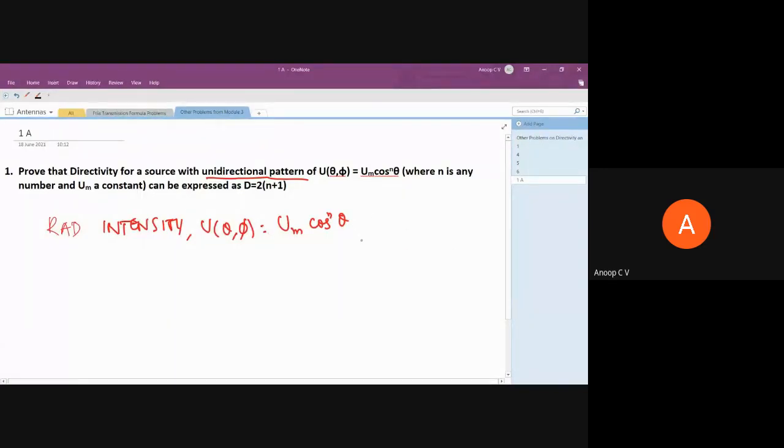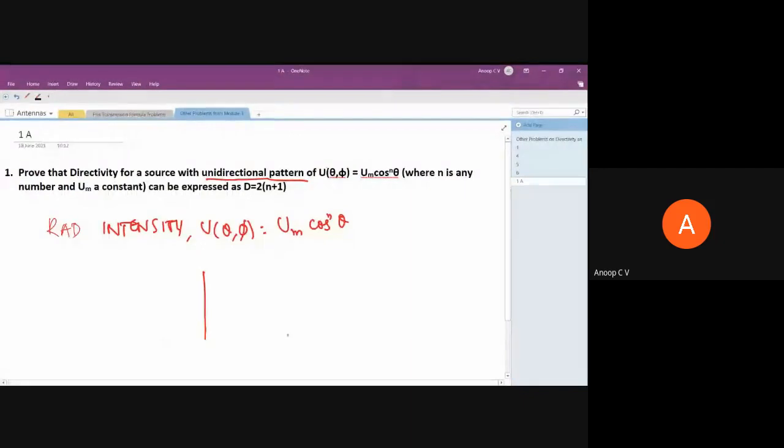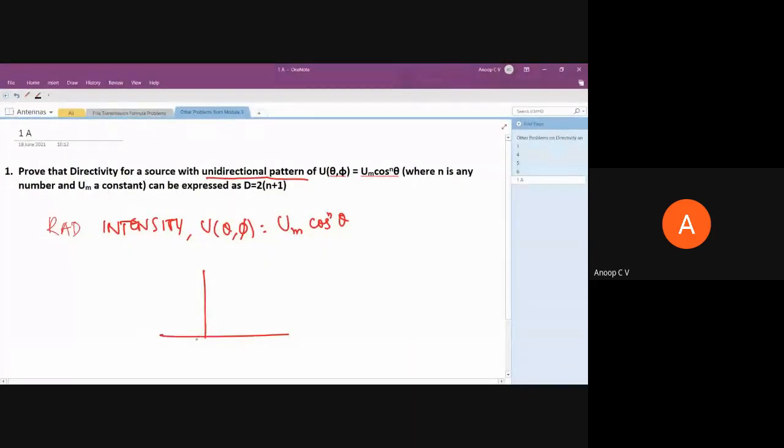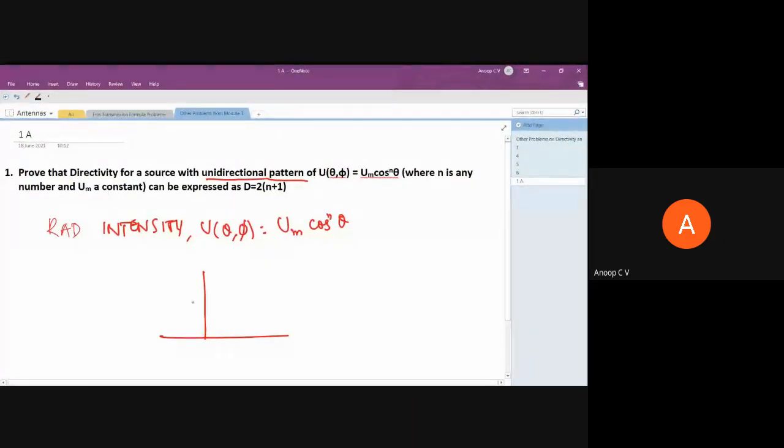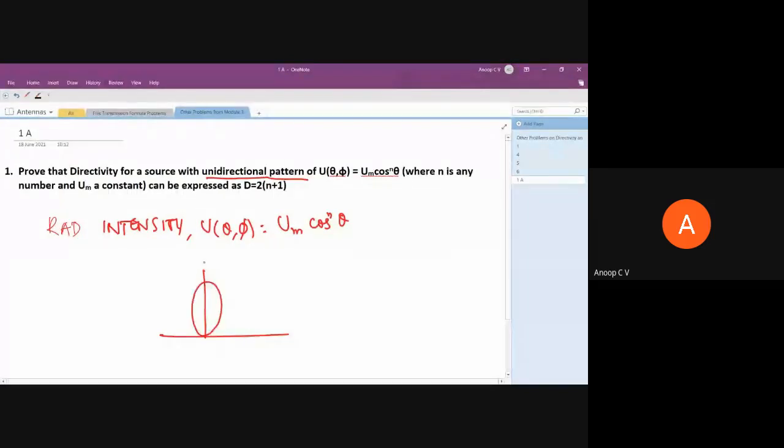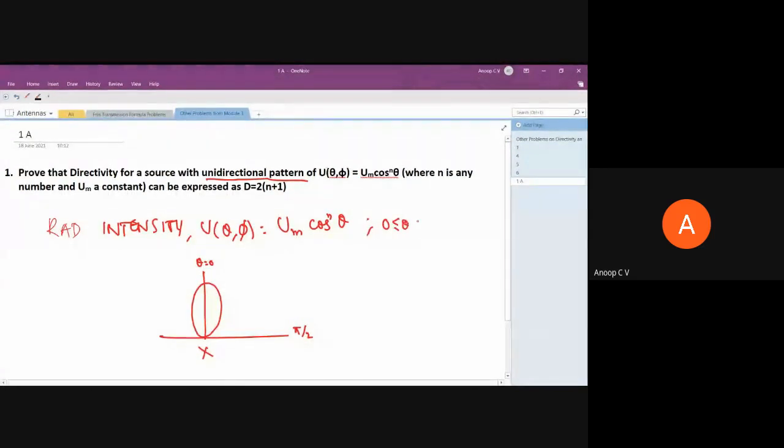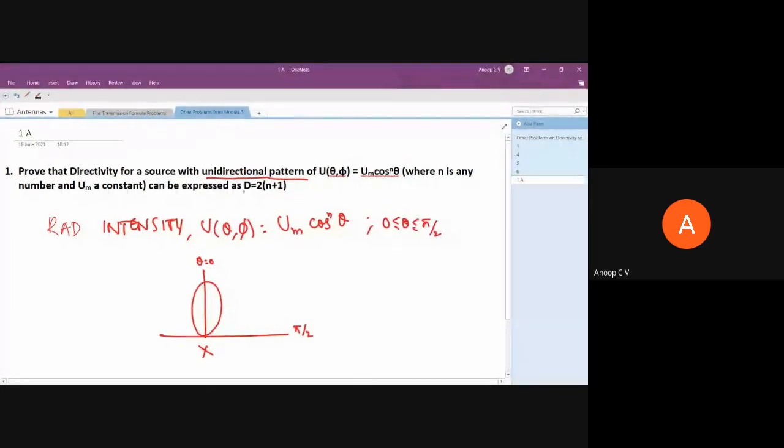So cos raised to n theta means the maximum will be along theta equal to 0 degrees. So the cos raised to n theta pattern will be something like this. If it is unidirectional, it is defined only from theta 0 to pi by 2. For pi by 2 to pi of theta, it is not defined. So that is what a unidirectional theta pattern is. So I can write 0 less than or equal to theta less than or equal to pi by 2. I understood this from the statement that it is a unidirectional pattern.